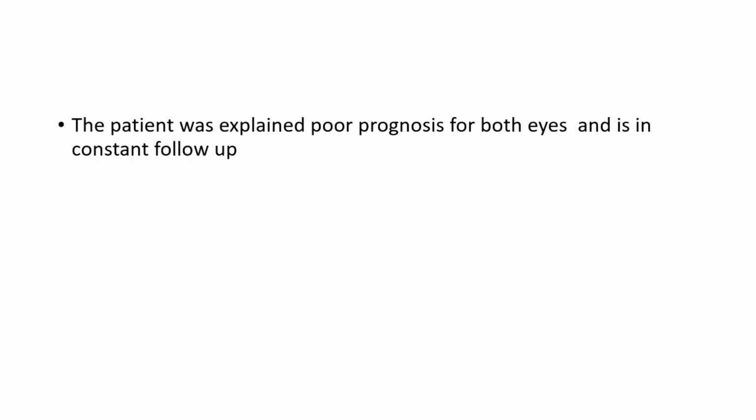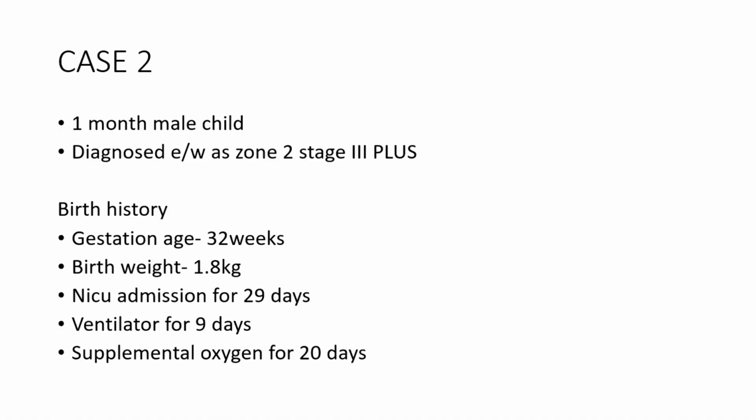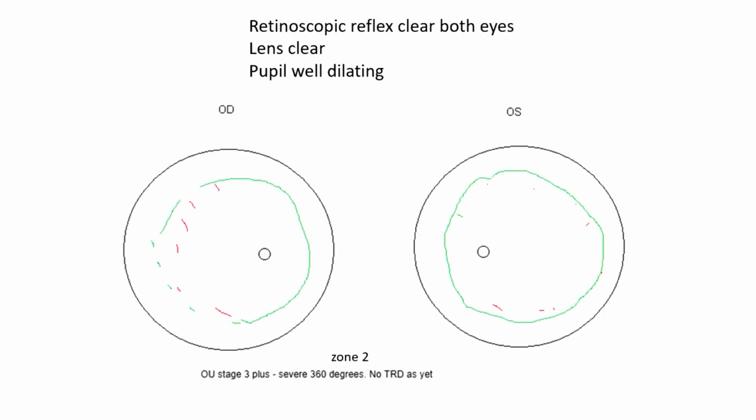Coming on to my second case, this was a 1 month male child diagnosed elsewhere as zone 2 stage 3 plus disease. Gestational age was 32 weeks, birth weight 1.8 kg, history of NICU admission for 29 days, on ventilator for 9 days, and supplemental oxygen was given for 20 days. So retinoscopic reflex was clear in both the eyes. Lens were clear, pupils were well dilating.